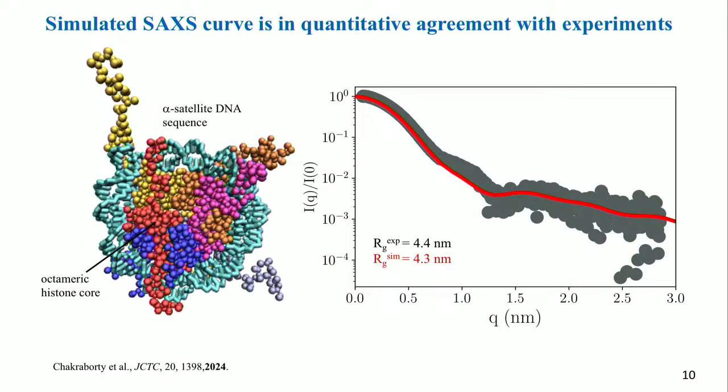So the first step in this direction was we wanted to see if our model is actually giving a good enough description of the nucleosome structure itself. So what we did was we computed the SAXS spectra from our simulations, which is shown as the red curve. And these gray points are from experiments. Here, as you see, these are the reported values from simulation and experiment, and they're in very good agreement. Even the SAXS profile is pretty much on top of the experimental SAXS profile. So far, so good.